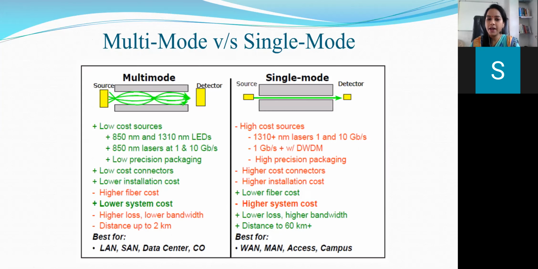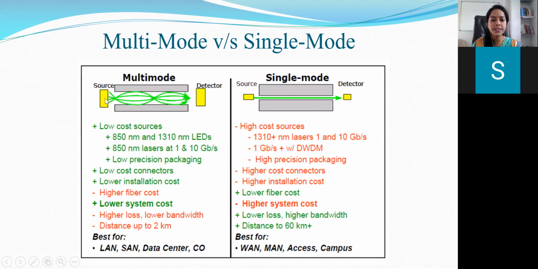Then this is the comparison of what we have in multi-mode and single mode fiber cables. We have already seen what multi-mode and single mode are, so we are just going to compare the modes of optical fiber here. As you can see, this is how the light travels in multi-mode optical fiber, and this is how the light travels in single mode optical fiber.